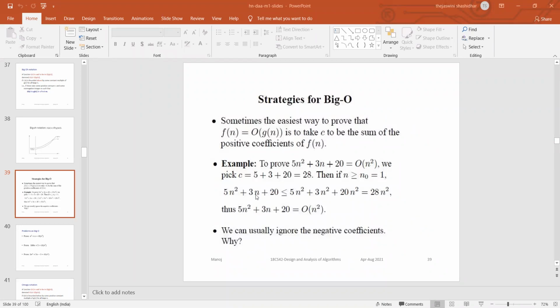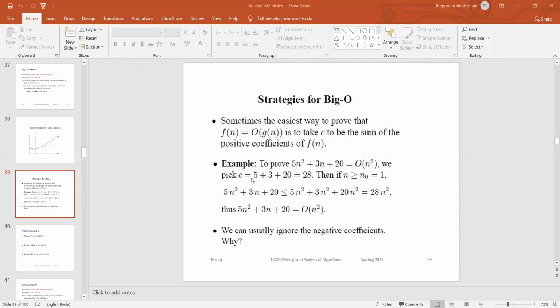So this thing you have to write in the form of T of n less than or equal to C into G of n. What is C? C is 5 plus 3 plus 20, which is equal to 28. The entire thing you have to take, into G of n, which is n square. So n square is 5n square, 3n square, 20n square.